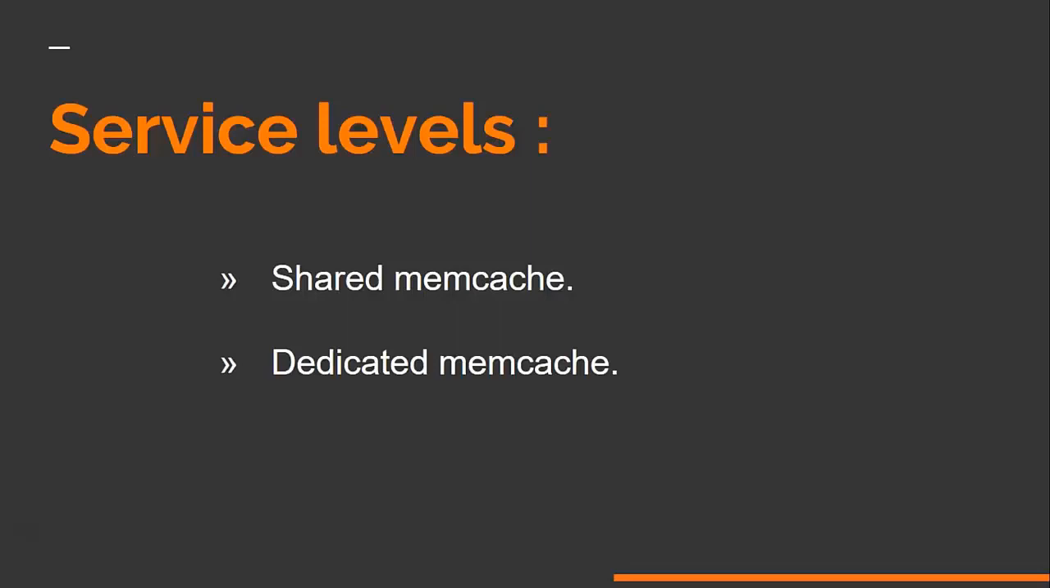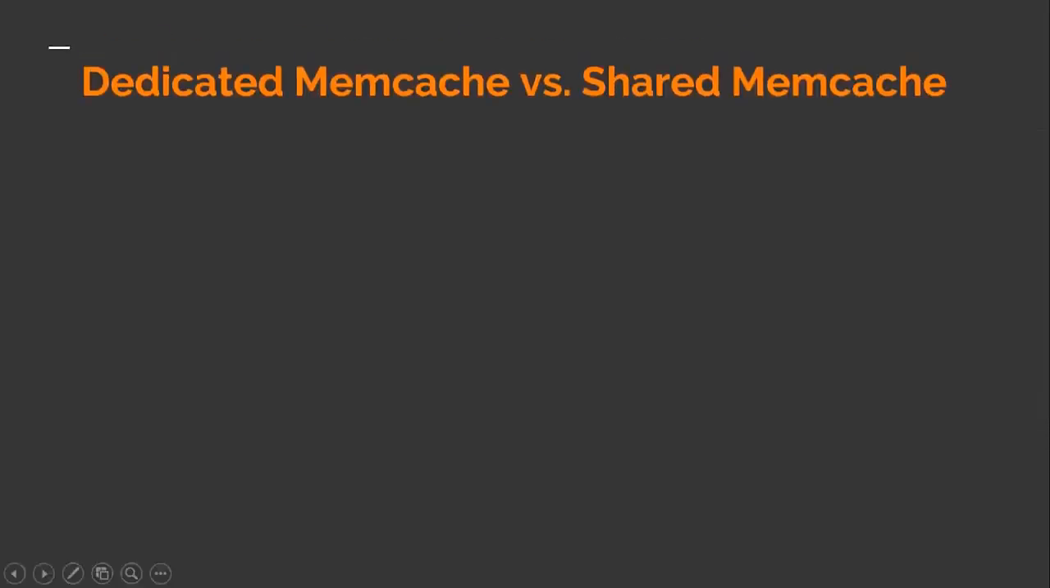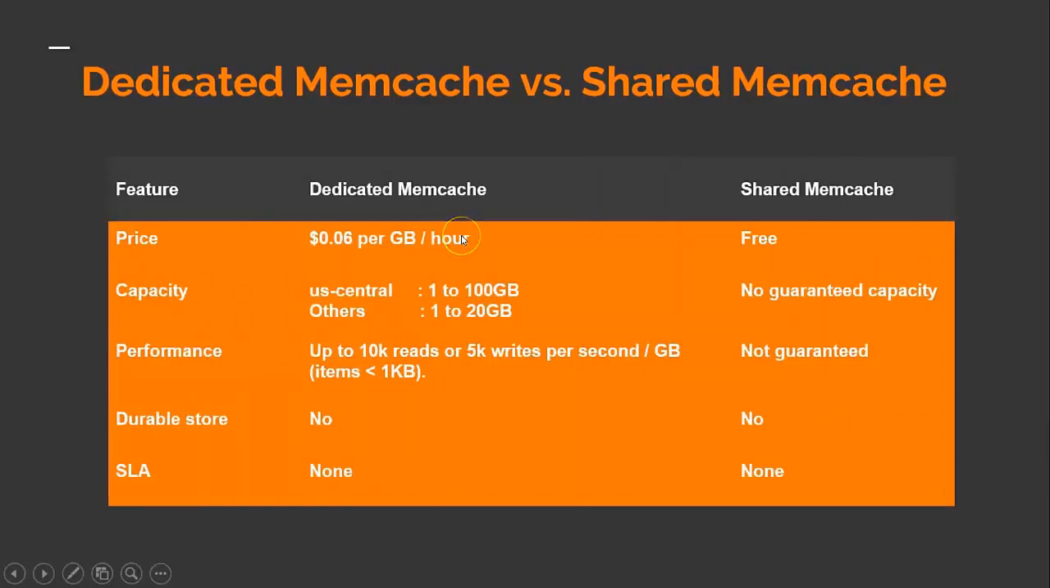Now if you want to configure Memcache for your application, you can do it. But before that, we are going to see the differences between dedicated Memcache and shared Memcache in tabular format. Here you can see the features of both. If you talk about pricing, dedicated is 0.06 per GB per hour. That means it is 6 cents per GB per hour, whereas shared Memcache is completely free.